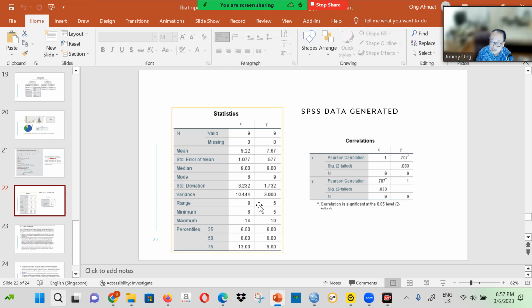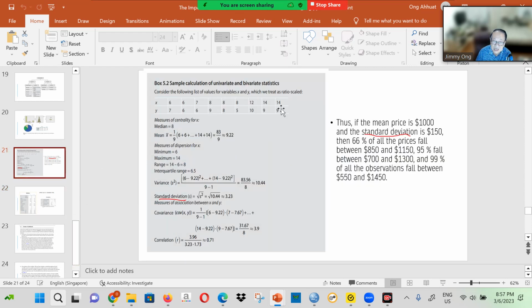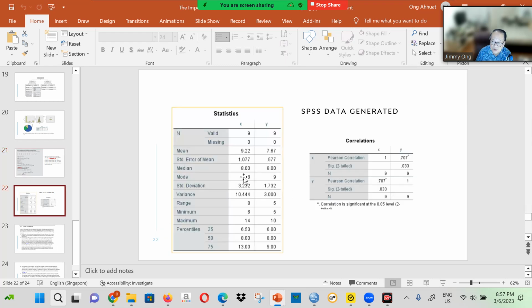All these are done by SPSS, as I just showed you. And this is based on the figures. You need to calculate like hell. You will need to calculate, but SPSS will do it for you just like that.